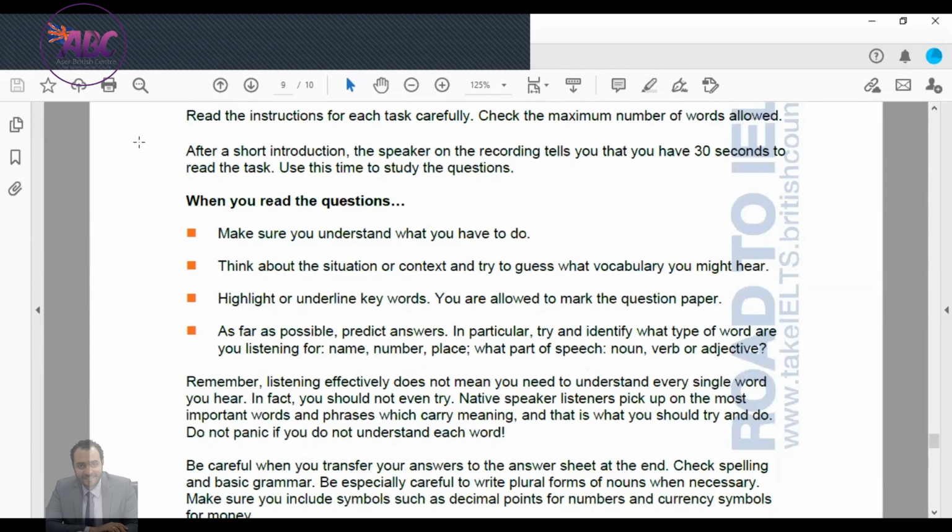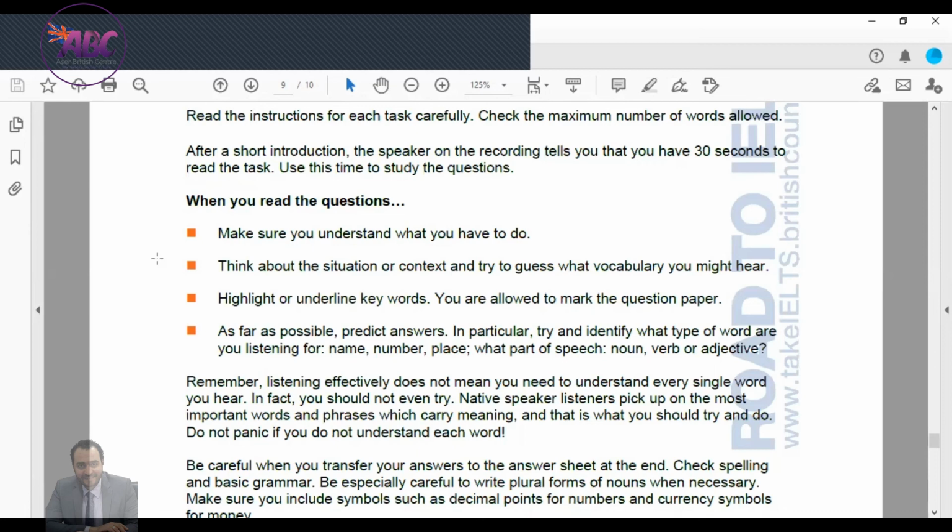When you read the questions, make sure you understand them. Think about the situation or context and try to guess what the vocabulary might be, as I told you, before listening to the audio. Highlight, underline the keywords. It's very important. As far as possible, predict the answers. Also, predicting the right grammatical words can help you during the listening test.